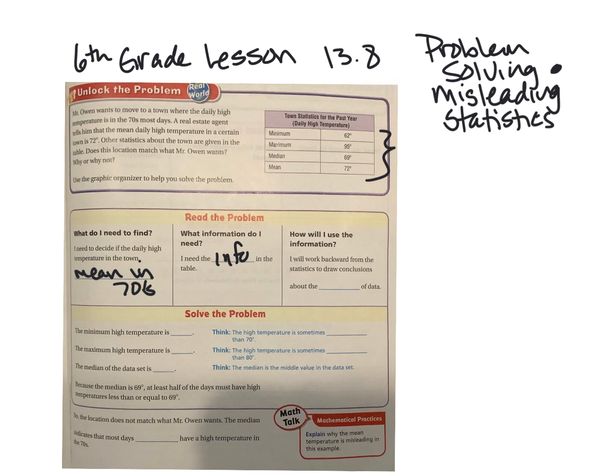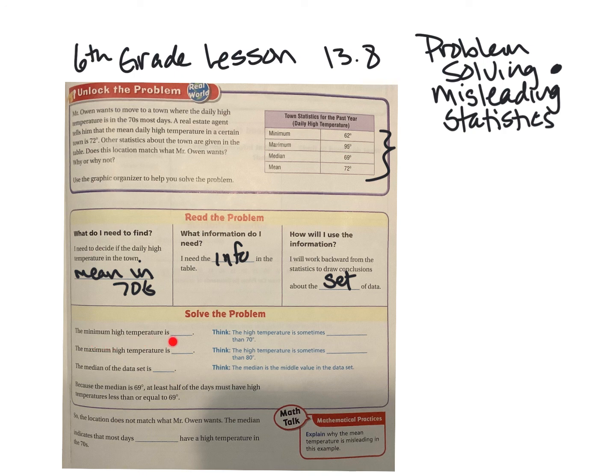How will I use this information? I'll work backward from the statistics and draw conclusions about the set of data. We can only draw conclusions about the set of data because we don't have the set of data. We just have the numbers. We were already kind of doing that when we were talking about the difference between the median and the mean. You now understand that those are measures of center, but the mean can be skewed one way by a big outlier. So we're seeing that.